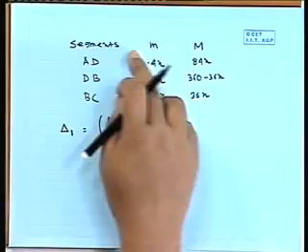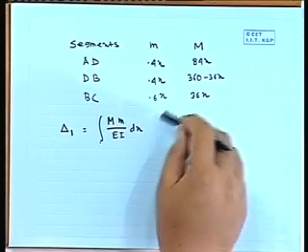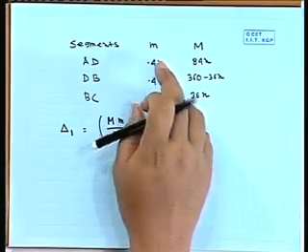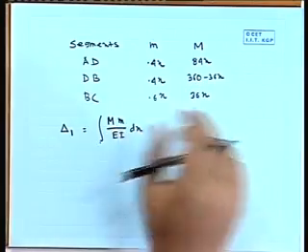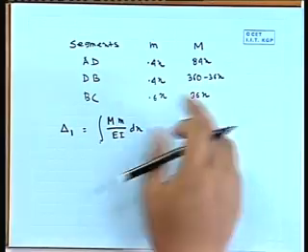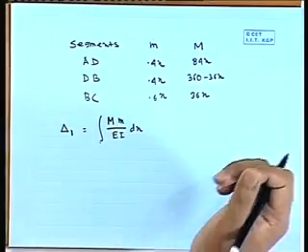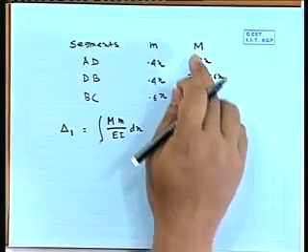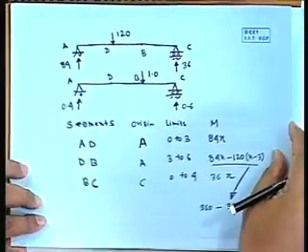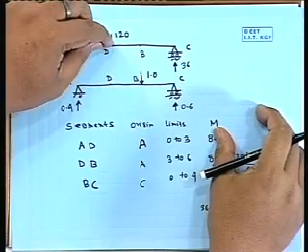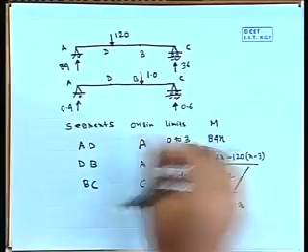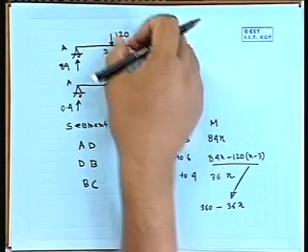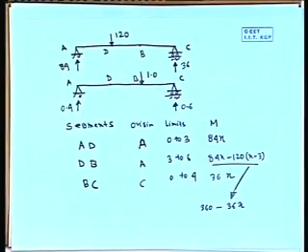Already we have capital M and small m in front of us. So if we multiply this into this from 0 to 3, this into this from 3 to 6, this into this from 0 to 4, and integrate, you will get delta 1. What is capital M? What is small m? Capital M is due to this, small m is due to that. So we will get the deflection at this point due to 120 kilonewton.